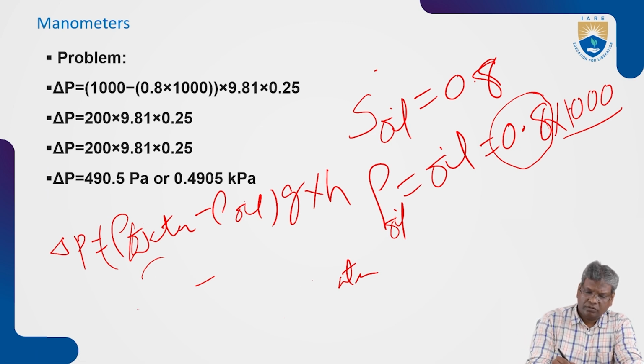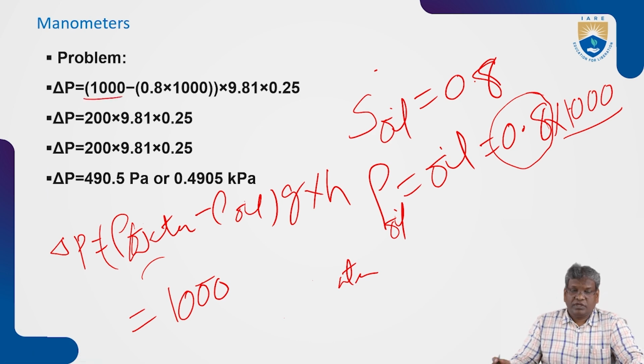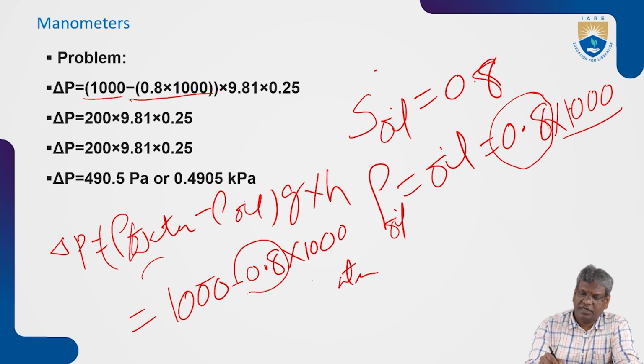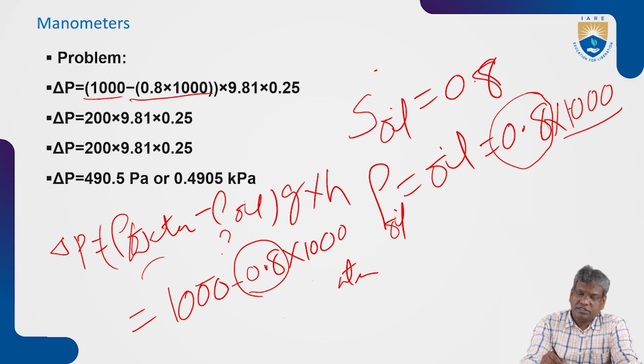So rho of water is 1000, that is why we can keep 1000 here. Density of oil is 0.8 into 1000. What is 0.8? Specific gravity of the oil. If you multiply with the density of water, it gives you the density of oil. This is density of water minus density of oil into g.